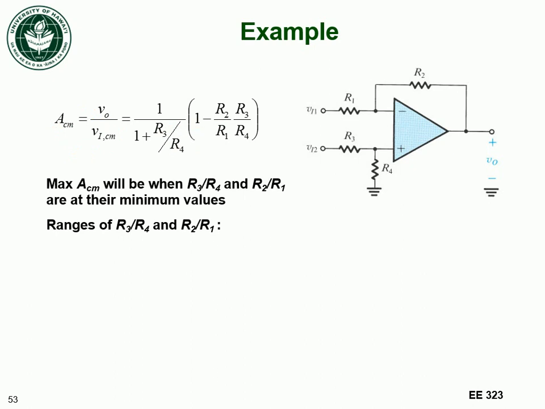So if I look at this equation, this common mode gain is going to be at a maximum when this ratio and this ratio are at their smallest values. Okay, so if I look at the ratio of R3 to R4, I know it's going to have a certain range. And what is that range going to be defined by? Yes, so it's going to be defined when one of the resistors is at one edge of the tolerance and the other resistor is at the opposite side.